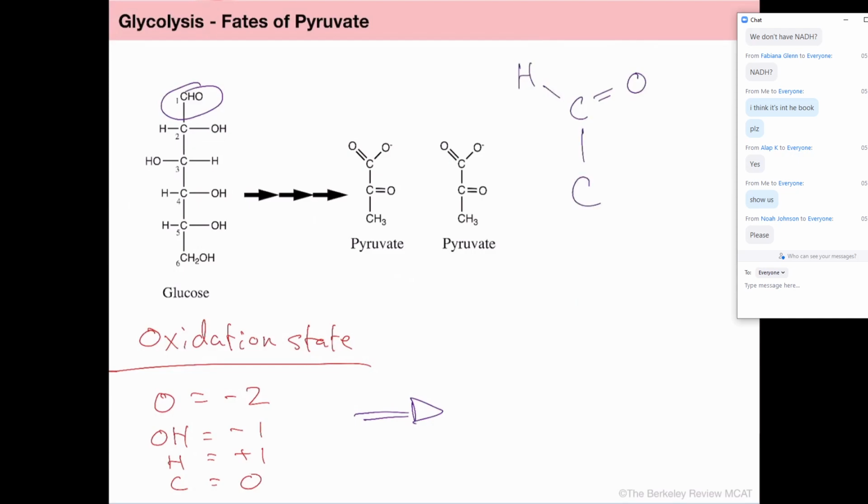Okay, so we look down here at our oxidation state. Hydrogen is +1, which means the carbon gets a -1. Oxygen is -2, which means the carbon gets a +2. Carbon to carbon is 0 and 0, right? So this specific carbon, the oxidation state is -1 + 2 + 0, which equals +1. Okay? So far, so good?